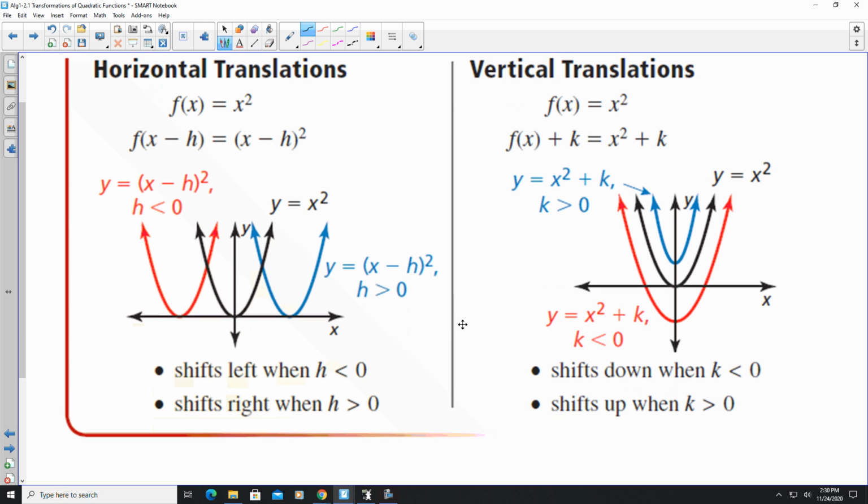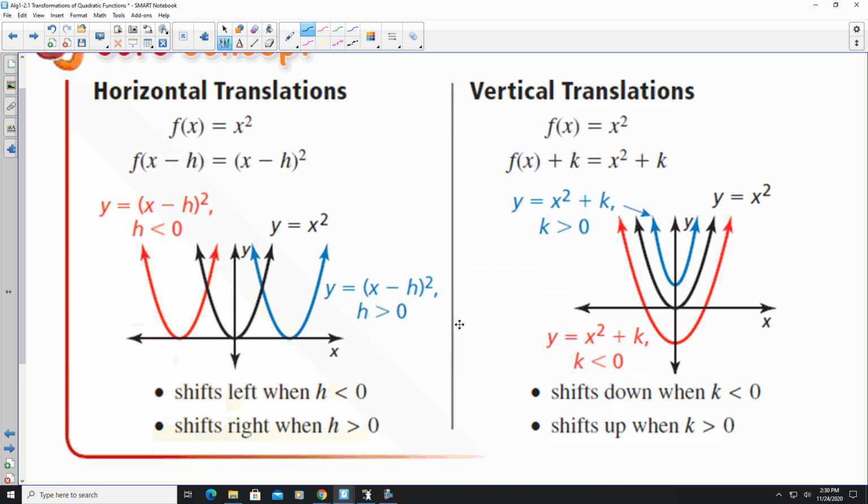So the first thing we're going to look at is when we are transforming a quadratic function, we're either going to shift it up or down or left or right. If we're doing it up or down, we're looking at a vertical translation. Vertical translation means we have a value of k. K is always represented as is in the function. So if it's plus, it means it's moving upward. If it's minus, it means it's moving downward.